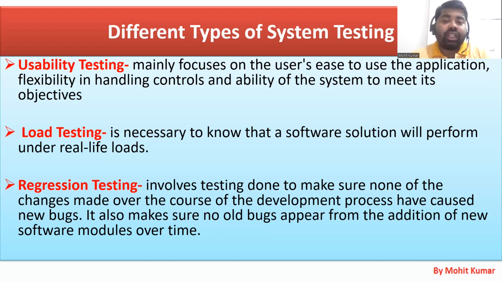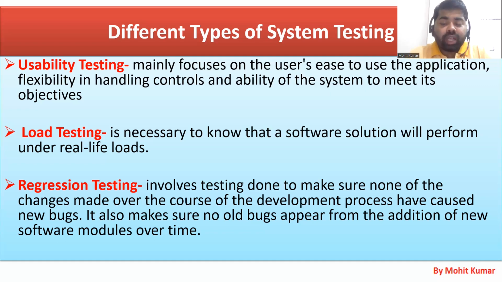And regression testing we mostly do in automation. So we run whatever automated scenarios we have, because we have less time, we cannot execute all the test cases manually. That is a hectic task. That's why automation is very mandatory for regression testing. Okay, hope you are understanding.